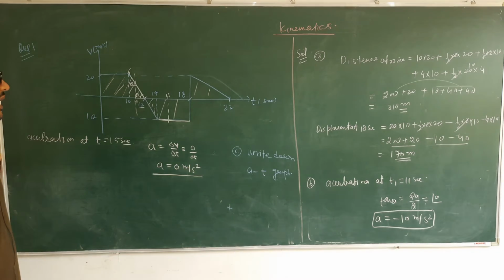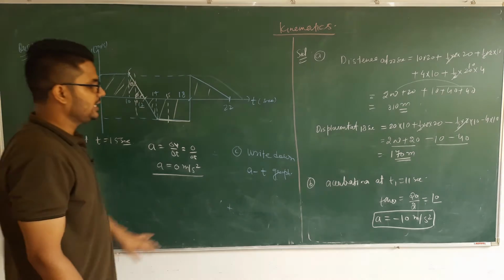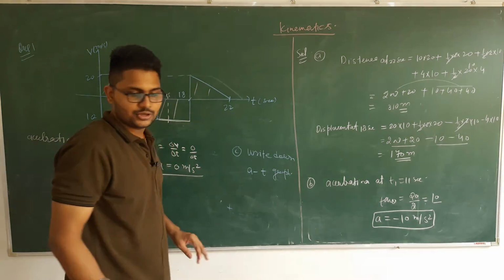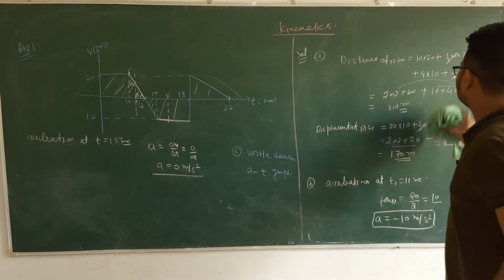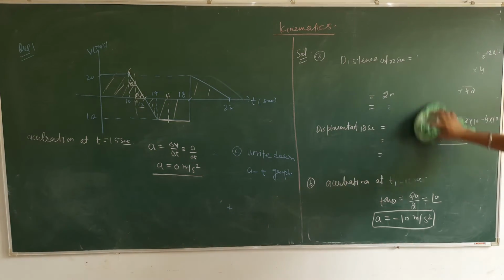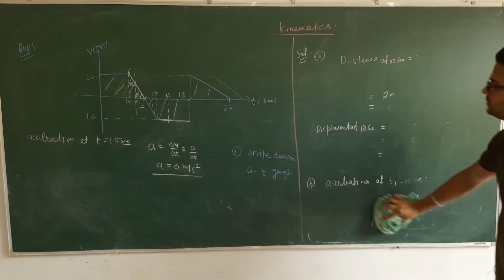Okay beta, and now write down the AT graph. So how to write the AT graph? Okay, I am rubbing this one. I think you have noted down this one.